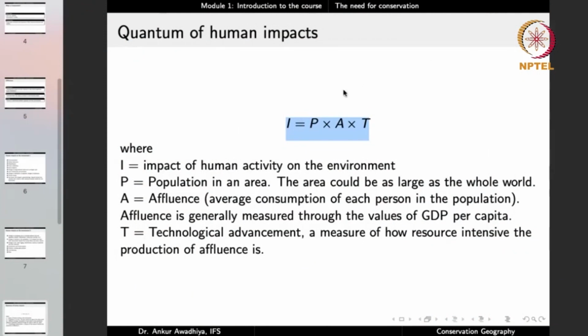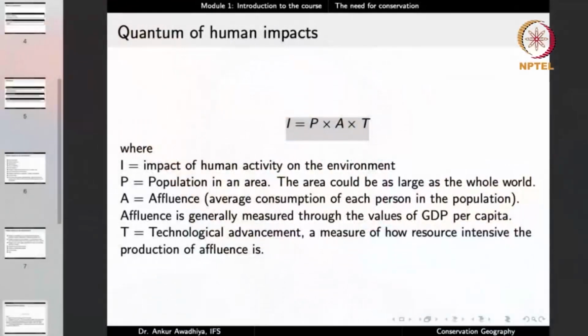So conservation is important because we have already had huge impacts on the environment. And now we are also facing the music. We are suffering the consequences. Our crops are failing. We are getting more and more diseased. Our ecosystem services are now failing, and so on. So we need conservation if we need to survive.